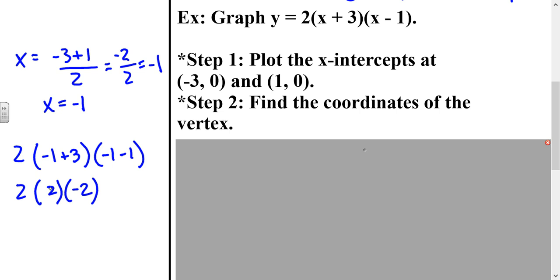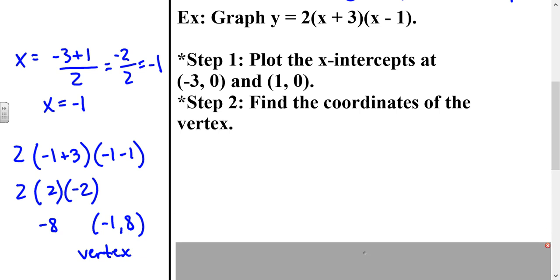So 2 times 2 would be 4. 4 times -2 would be -8. So the point, remember I plugged in -1, so the point (-1, -8) is now my vertex. That's the middle of my 2 x-intercepts. So we're going to go down and graph these. So remember, at the beginning, we found our intercepts, -3 and +1.